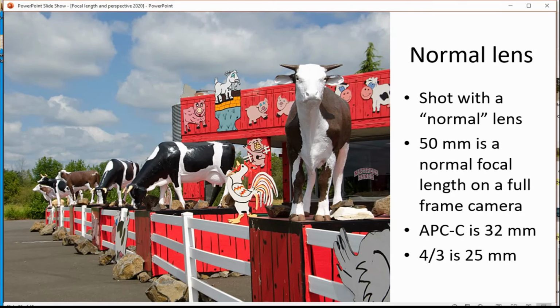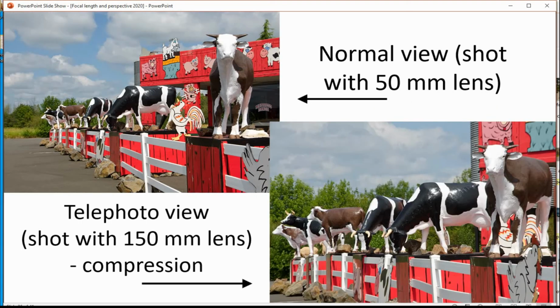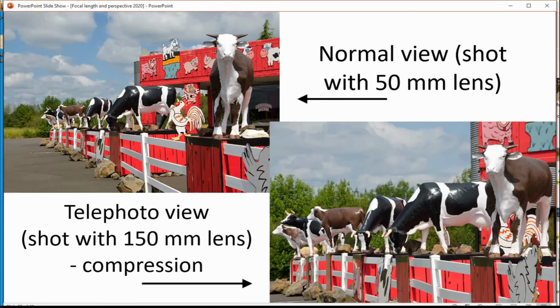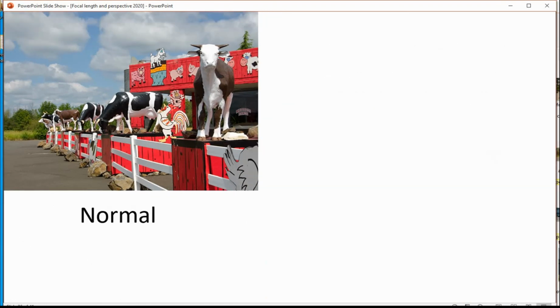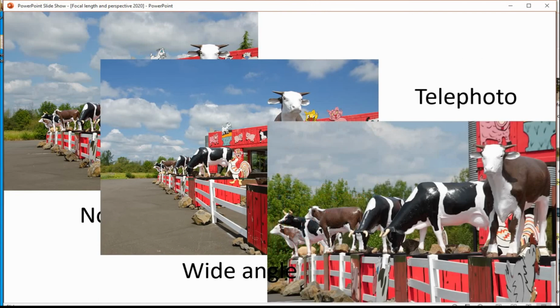So a normal lens, this is the way you would see with your normal eye. A wide-angle lens is going to increase that rate of perspective, and so things that are close are going to be one size, things that are further away are going to get smaller a lot faster. Telephoto lenses cause compression, and you can see here that the cows at the back are relatively large compared to the cows in the front. So with a wide-angle lens we have distortion, with a telephoto lens we have compression. So here's all three of these compared.